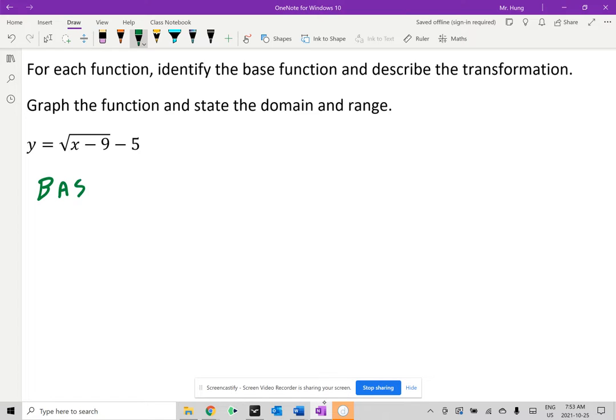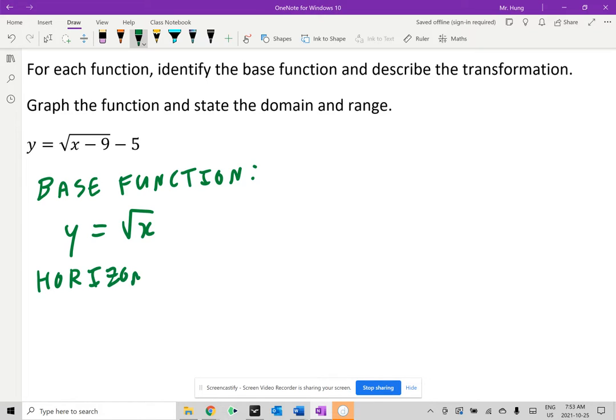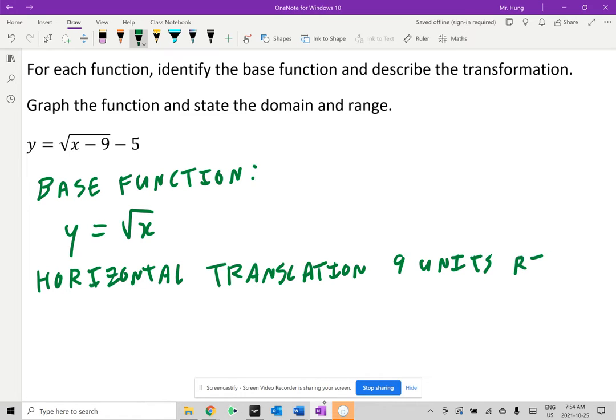So step one, write down the base function, or the parent function. In this case, this is going to be y equals square root of x. And if you think about the transformation, you can describe this in words. x minus 9 underneath the square root means right by 9 units. And of course, to write this mathematically, you have to write down horizontal translation, 9 units right.